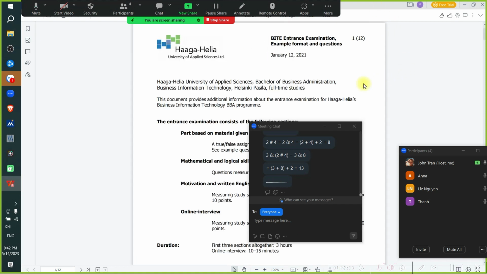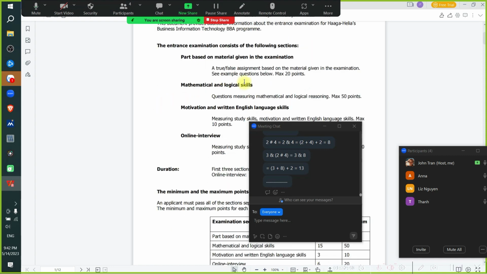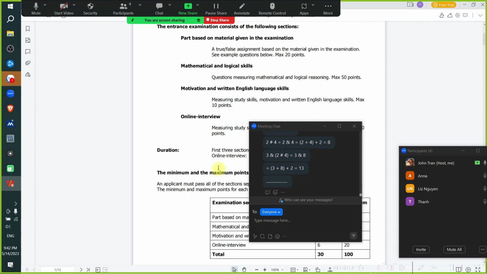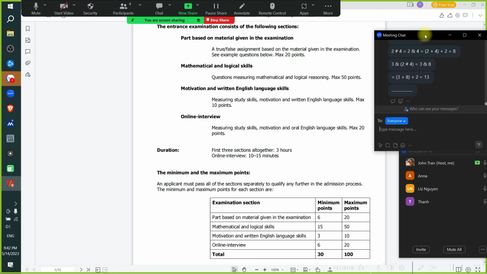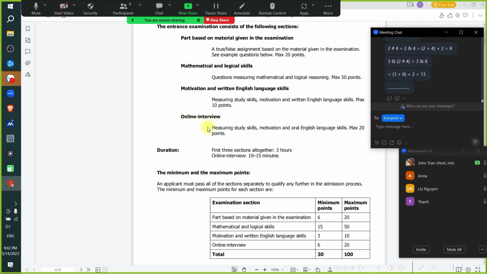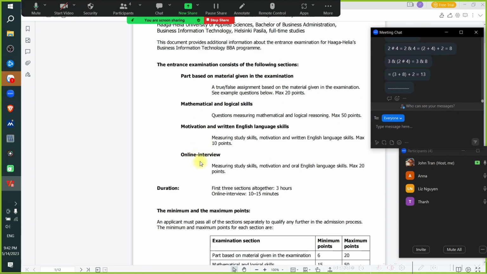Okay, this is the paper for January 12, 2021. So you can see here. You can read it and you can see here. And of course you have an online interview.